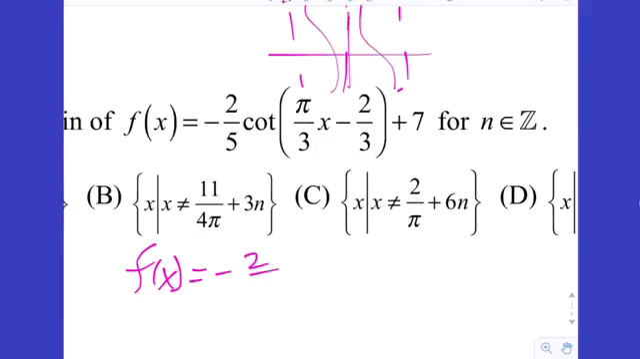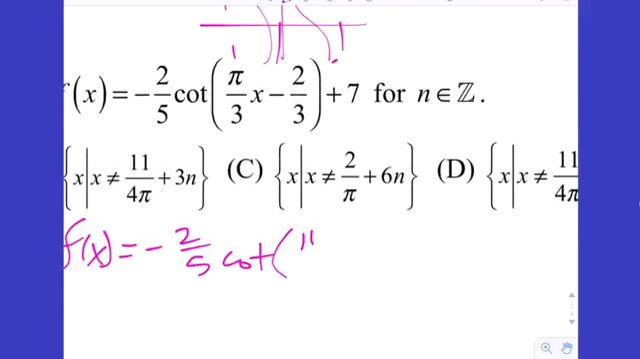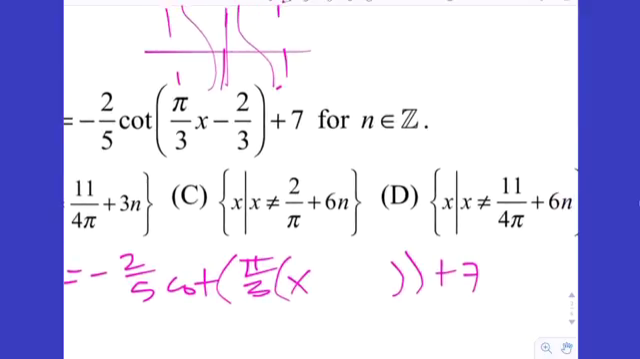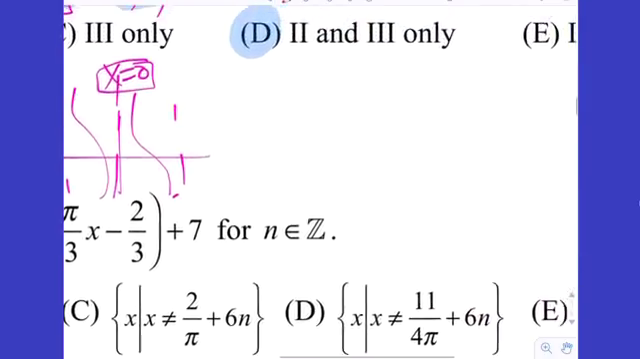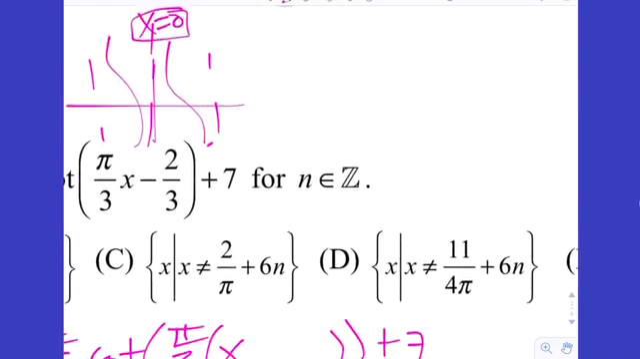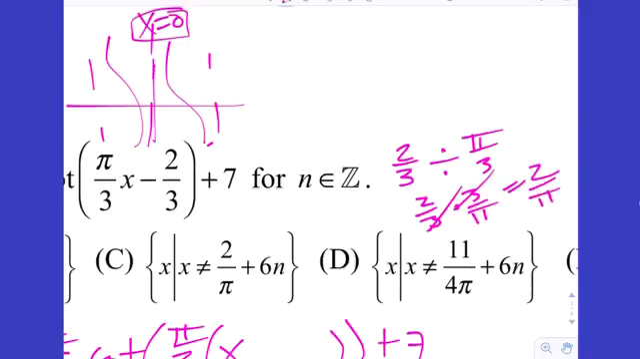So f of x equals negative 2/5 cotangent. The x term is already written first, that's good. So pi thirds x, and then let's see, plus or minus. I don't know how to do this in my head, so I'll always go off to the side and say, okay, 2/3, and I'm dividing out a pi thirds. Now I will stay, change, flip, and look at that, I get 2 over pi.